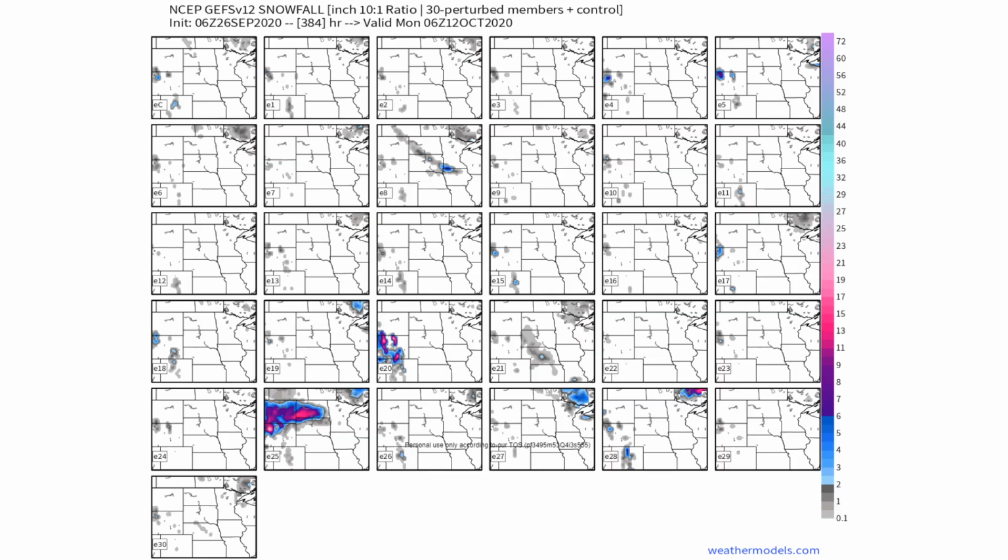Now, here are the GFS ensemble members, and this is just showing you the Midwest view of all those, showing you on the screen.